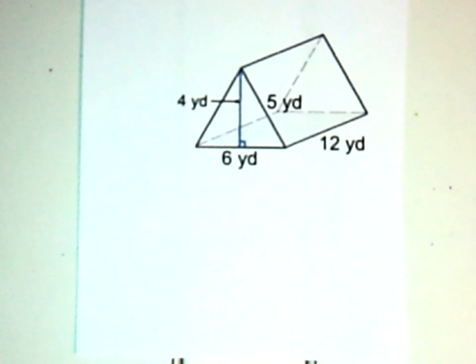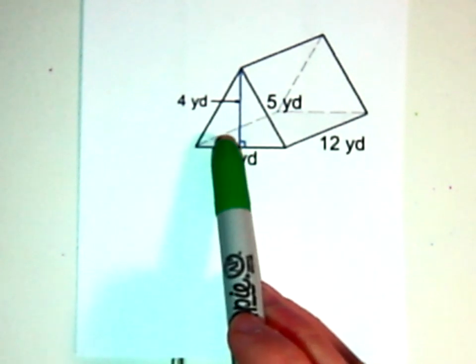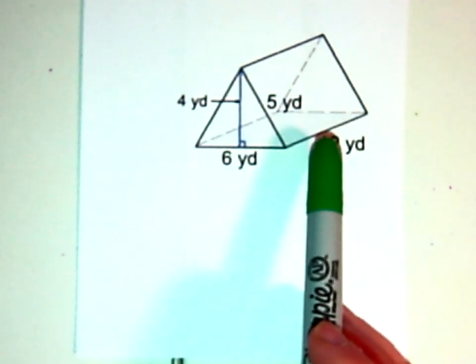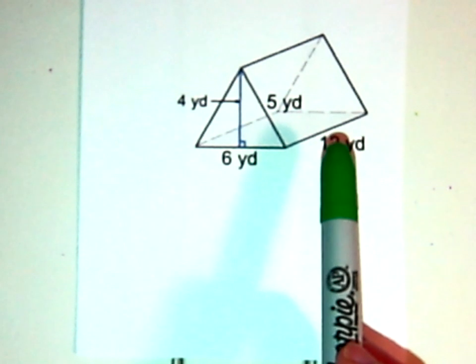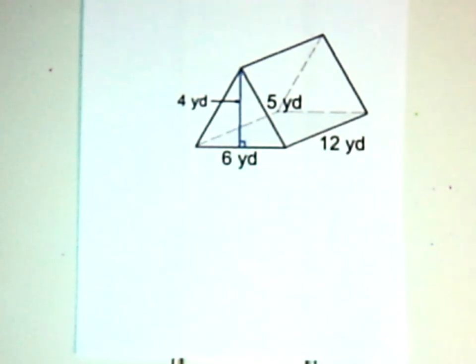Alright, for this lesson we're talking about finding the volume of a triangular prism. A triangular prism is a three-dimensional shape where there are two triangular shapes, and then there are three rectangles around it. That is different than a triangular pyramid or a rectangular pyramid where there's only one base.